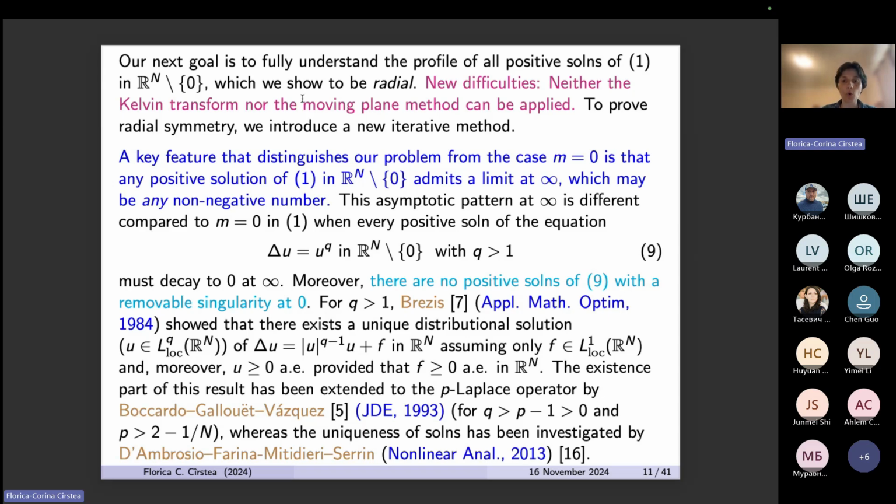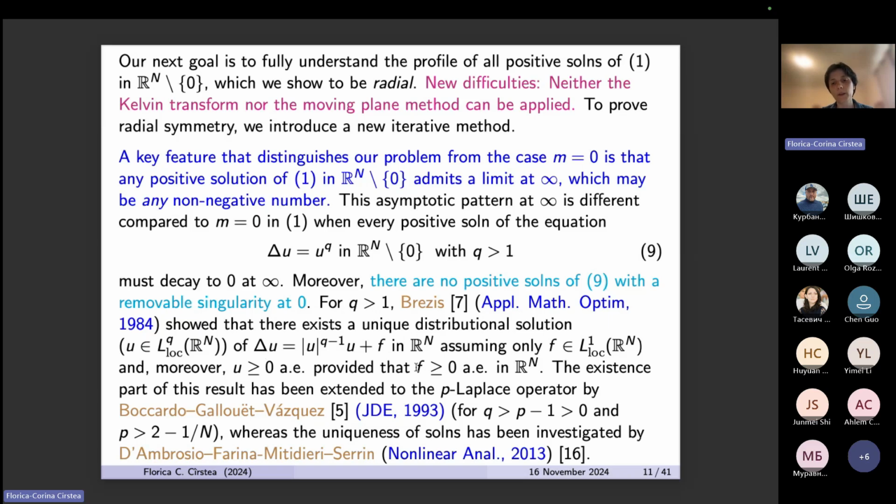And moreover, there are no positive solutions of this problem, Laplacian equal to u to the q, with a removable singularity at 0. And let me give you some references here. If you take problem 9 and look at a bit more general case, for q greater than 1, Brezis proved in 1984 that there exists a unique distributional solution, in L^q_loc of R^n, of the problem Delta u equals modulus u^(q-1) u plus f in the entire space, assuming only f that is L^1_loc on R^n.